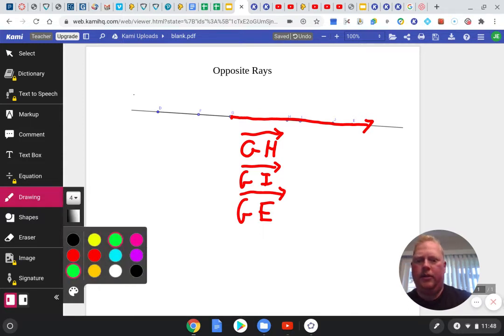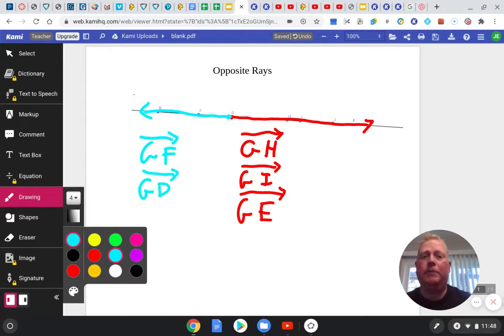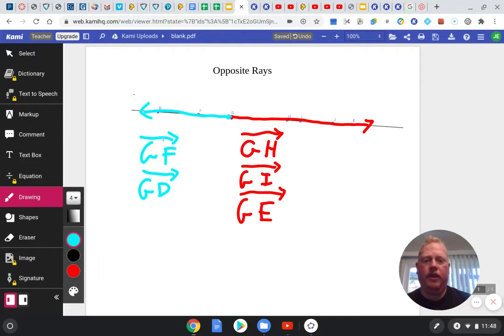And then I'll go ahead and pick a different color, and I'll do a different ray, an opposite ray. So I pick the same endpoint, and I go the exact opposite direction. So ray GF or ray GD. Both are good names for the exact same ray. So I can say that ray GF and ray GH are opposite rays. So if you've got two rays that have the same endpoint and they go opposite directions, then two opposite rays will make a straight line. All right? It's good that you know that.